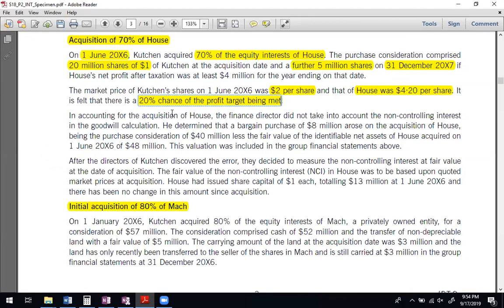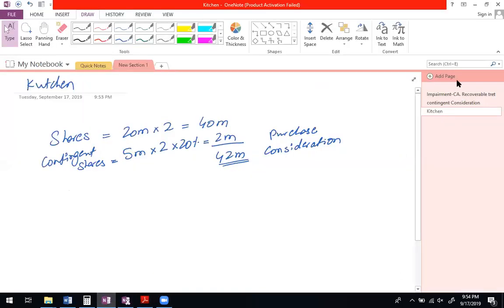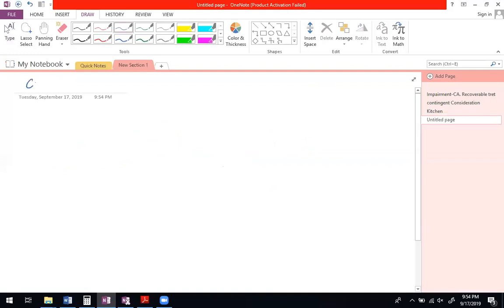Let's read the full question and then write down the answer, because this is the best practice that you also need to follow in the exam. First read the entire part and then write it down. So it further says, in accounting for the acquisition of house, the finance director did not take into account the non-controlling interest in the goodwill calculation. He determined that a bargain purchase of 8 million arose. Bargain purchase means negative goodwill.